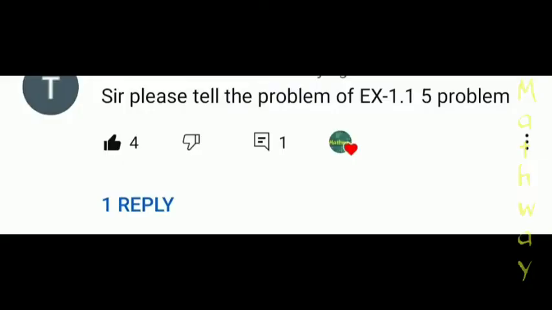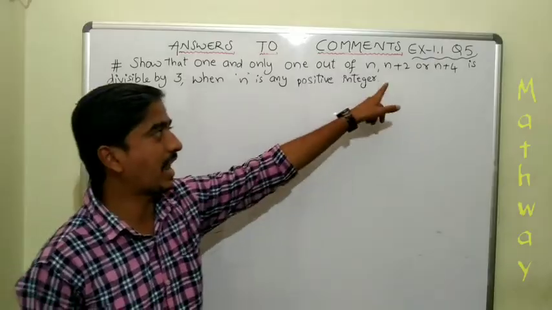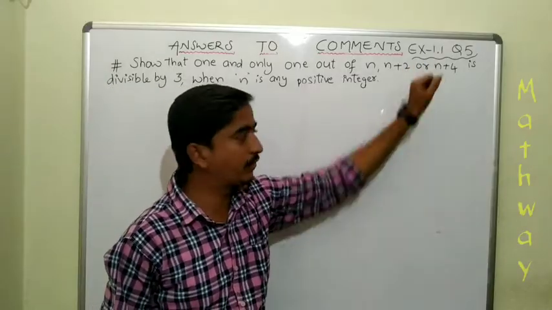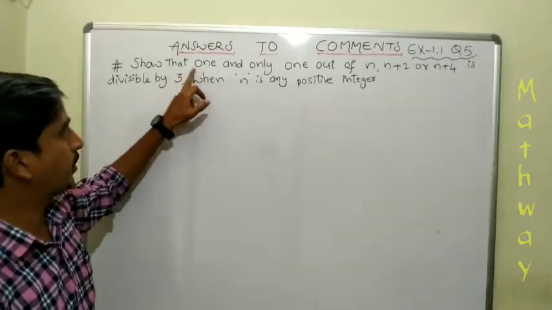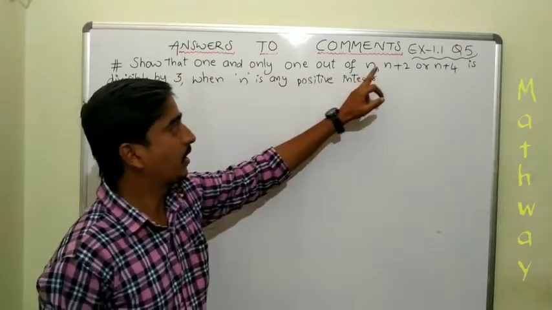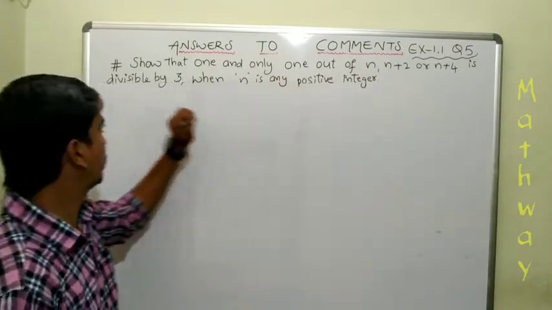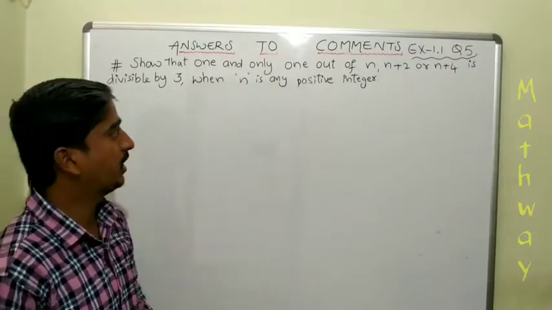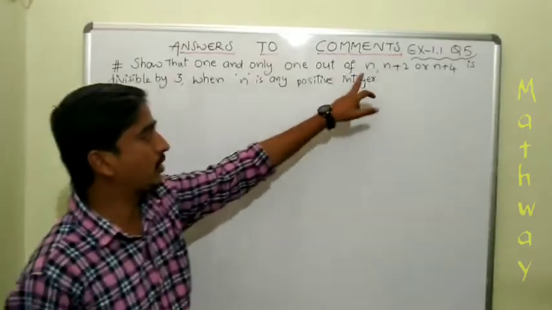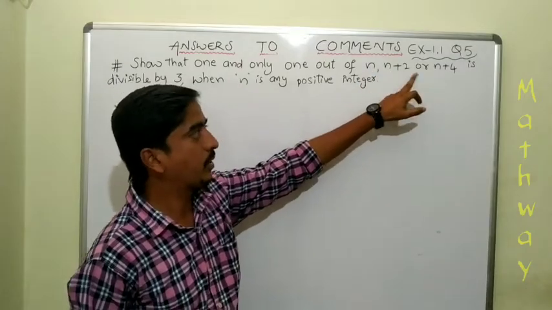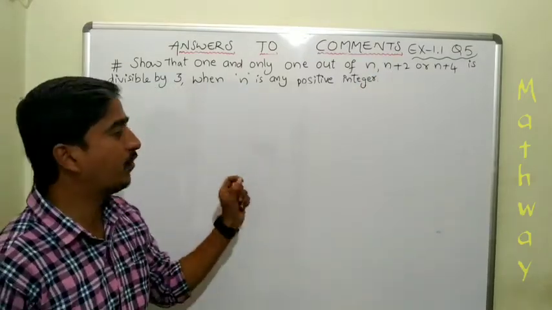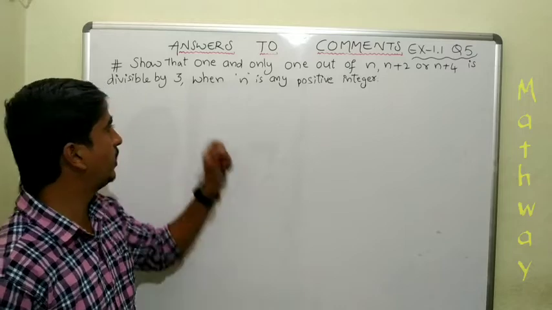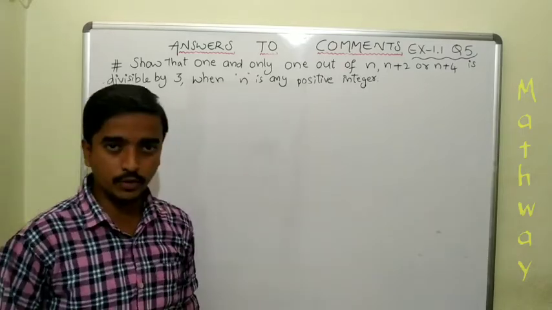Fourth question, that is class 10 exercise 1.1 fifth question. Show that one and only one out of n plus 2 or n plus 4 is divisible by 3 when n is any positive integer. Here we have to prove that among this n plus 2, n plus 4, only one is divisible by 3 when n is any positive integer.